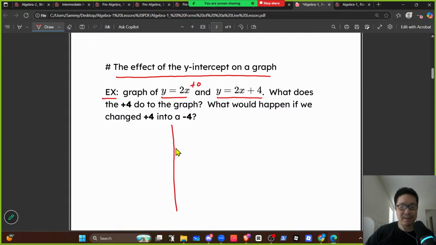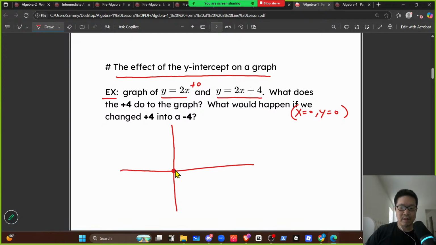Anytime your y-intercept is 0, that line is going to end up crossing the origin. Something I forgot to point out when we were going over the coordinate system was the origin. The origin is where x equals 0 and y equals 0. So anytime the y-intercept is 0, it's always going to cross the origin. So 2x is just going to start at 0. We went over graphing last time, right?